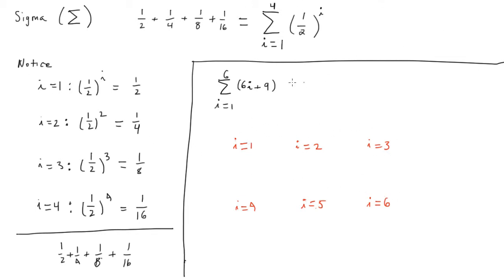Anyway, so when I equals 1, we have 6 times 1 plus 9. So I'll just write that as 6 times 1 plus 9. I equals 2, we get 6 times 2 plus 9. Then for this one, 6 times 3 plus 9, and so on. I'll just write all those.